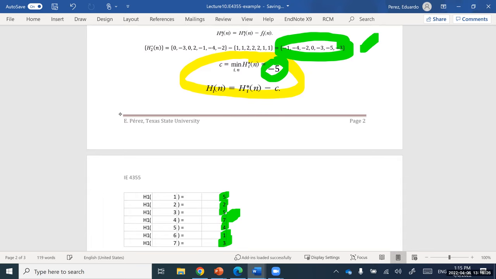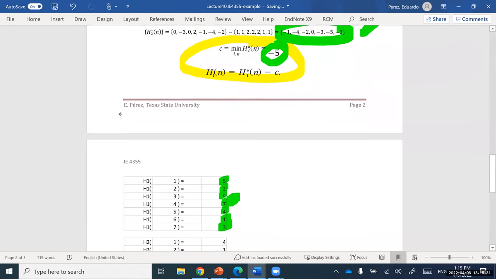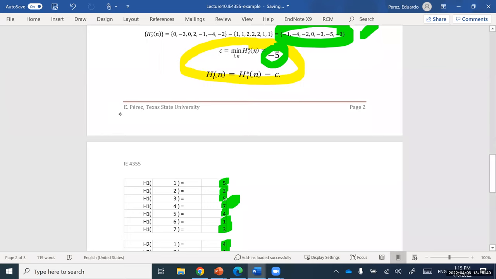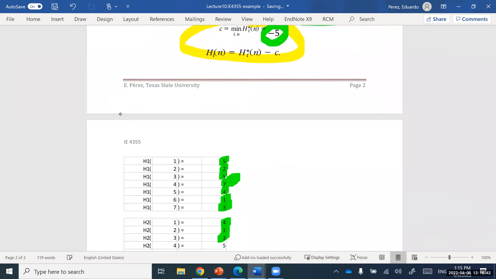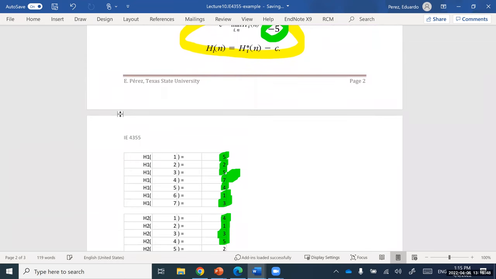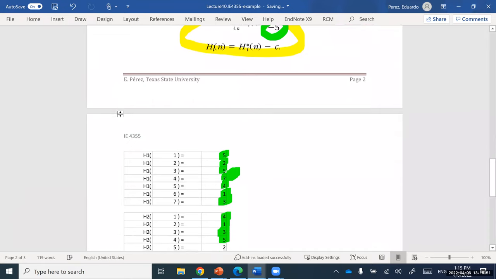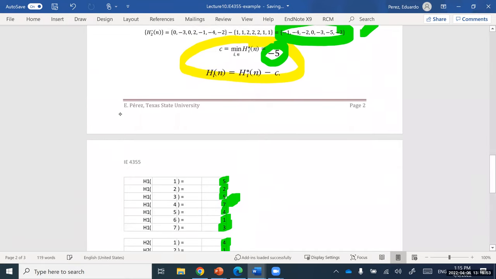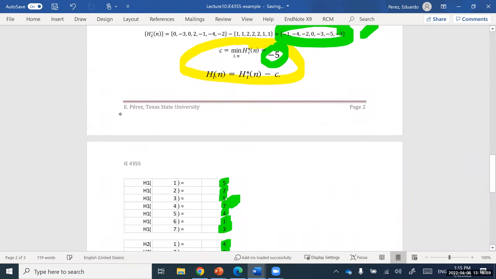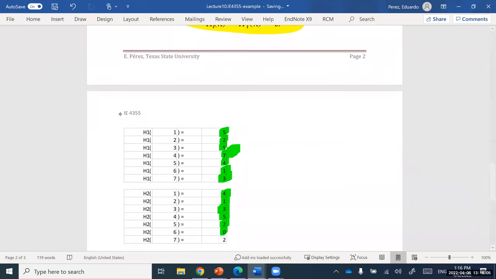Now we look at the set for H2, and we do the same process. Minus 1 minus minus 5 is 4. Minus 4 minus minus 5 is 1. Minus 2 minus minus 5 equals 3. 0 minus minus 5 is 5. Minus 3 minus minus 5 is 2. Minus 5 minus minus 5 is 0. And I'm sorry, minus 3 minus minus 5 is 2.